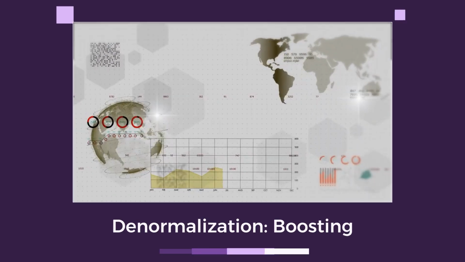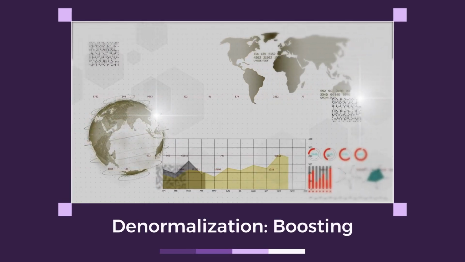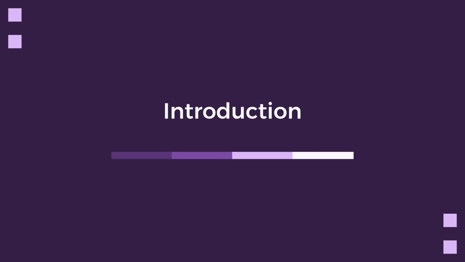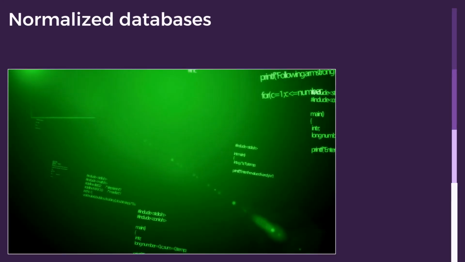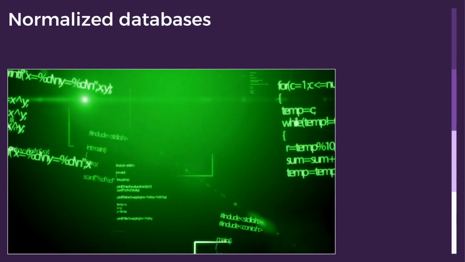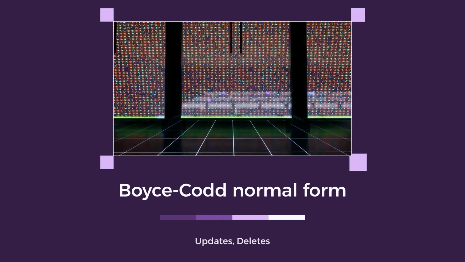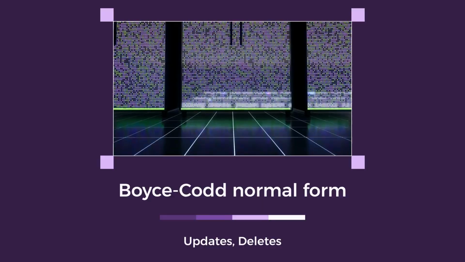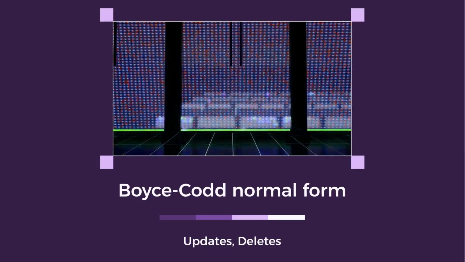Welcome to our video on denormalization, a powerful technique for boosting reporting database performance. We'll start by looking at the ideal scenario for database design, normalization. The goal of normalization is data consistency, which is crucial for systems with frequent changes. Boyce-Codd normal form is ideal for databases with frequent inserts, updates, and deletes, ensuring efficiency and consistency.